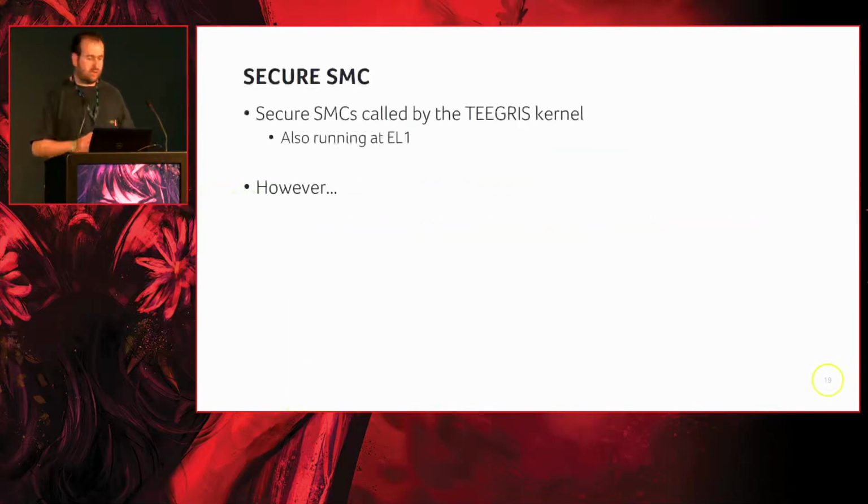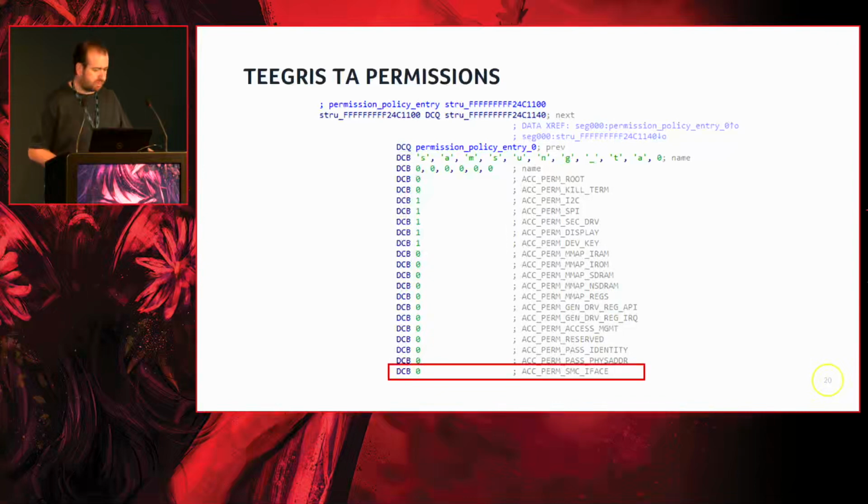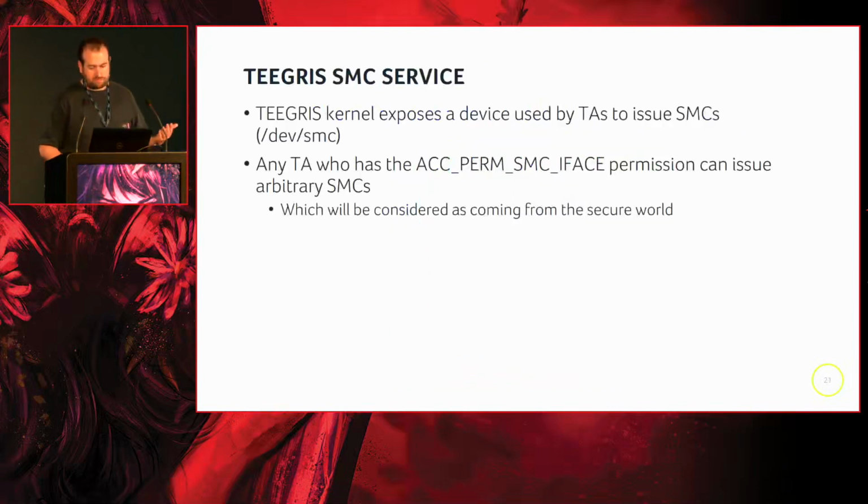So the idea of secure-only SMCs is that they will be called by the Tigris kernel. And the Tigris kernel runs at DL1, so it's the same privilege level of loadable firmwares. However, Tigris implements some more functionality, and this is an overview of the TA permissions. And we can see one of the permissions that TA can have is the permission to issue SMCs. So, of course, SMC is, just by architectural definitions, a privileged instruction, so TAs cannot directly use SMC instructions.